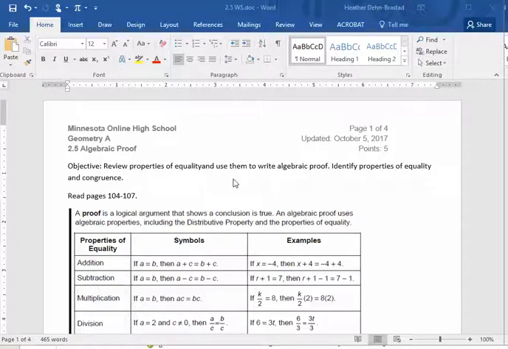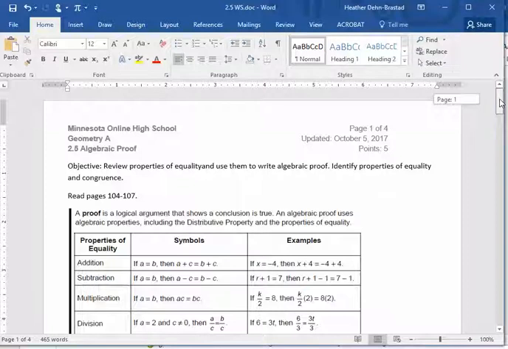Hello, this is Ms. DB, and today we're going to talk about one of my favorite subjects in Chapter 2, and that is algebraic proof. For those of you who miss having algebra class, I'm sure there's some of you out there, you'll enjoy this one because we're going to solve some equations, and as we solve them, we will explain what properties we're using that allow us to do the steps that we've all learned how to do.